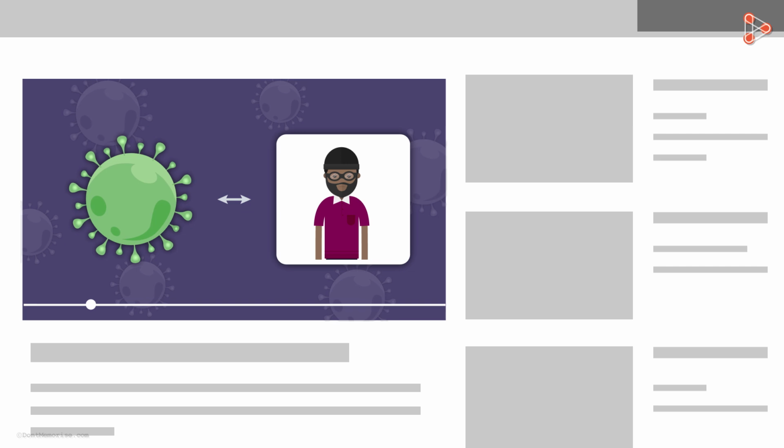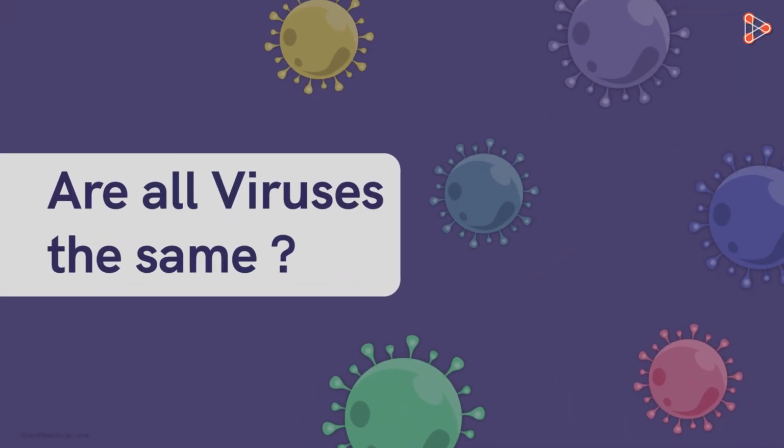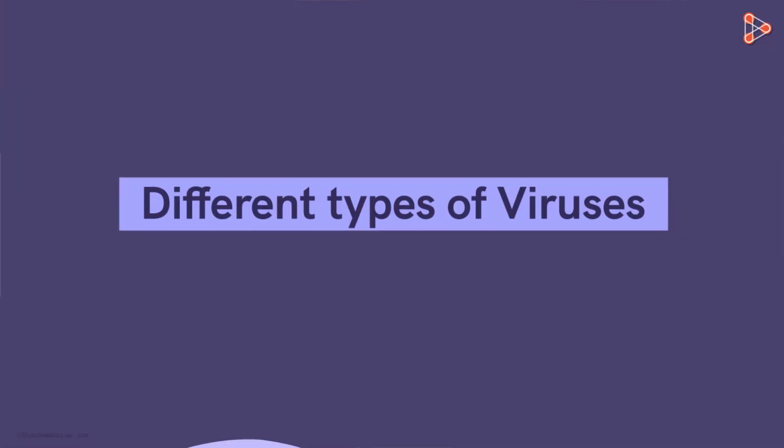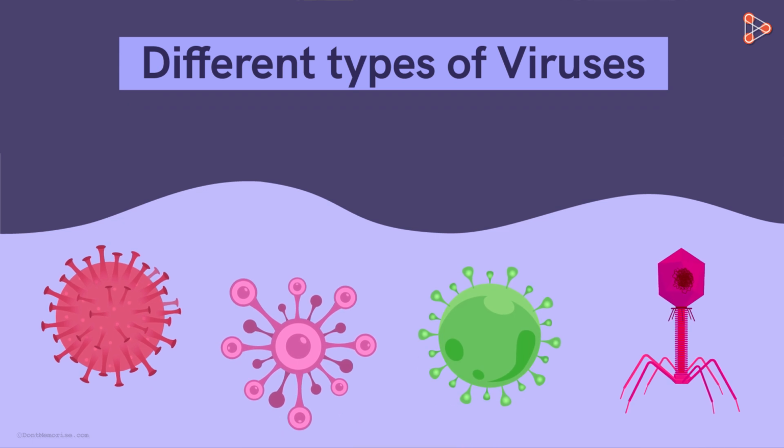So back to our main question. Are all viruses the same? No, they're not. There are different types of viruses. They are different in size, shape, and the kinds of cells they attack. Each type of virus would look for a particular type of cell to attack.